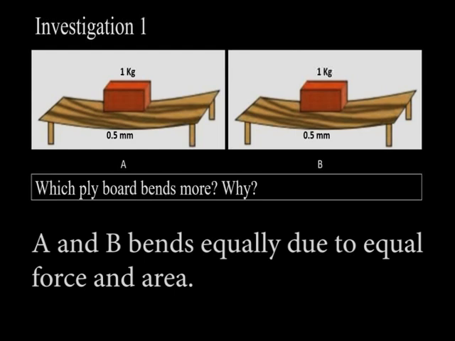So when you talk about area, you can see here the area of contact of the brick with the plywood in both the cases is same. The base, you can look at the base. And then the force is also same because both the bricks are of equal mass. So, if force is equal and the area is equal, then you can see that the bending of the plywood is also equal. Okay, let us go on with the next investigation, investigation 2.